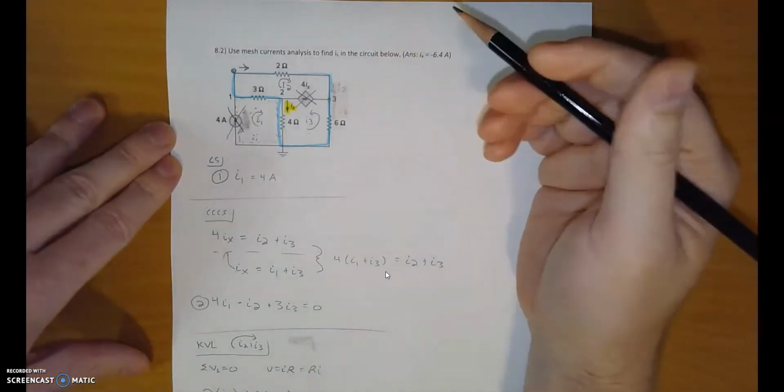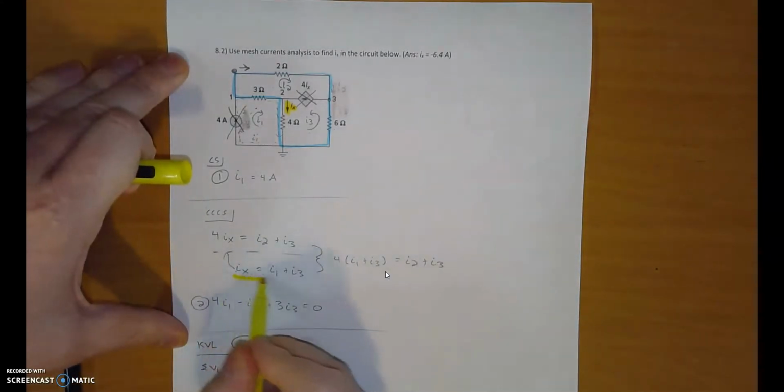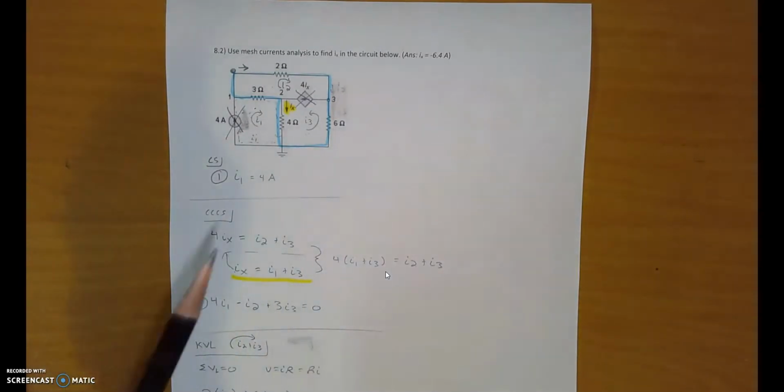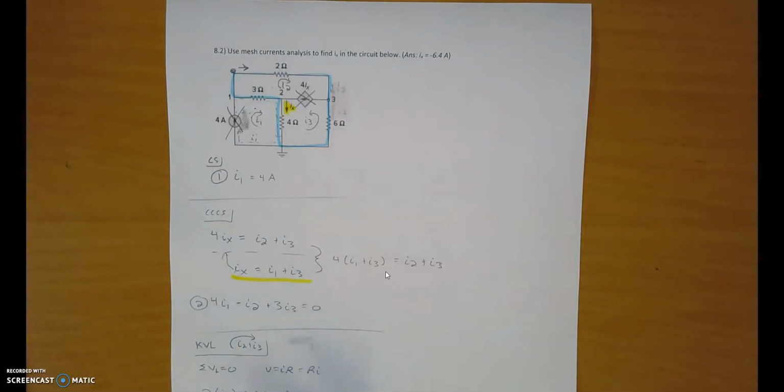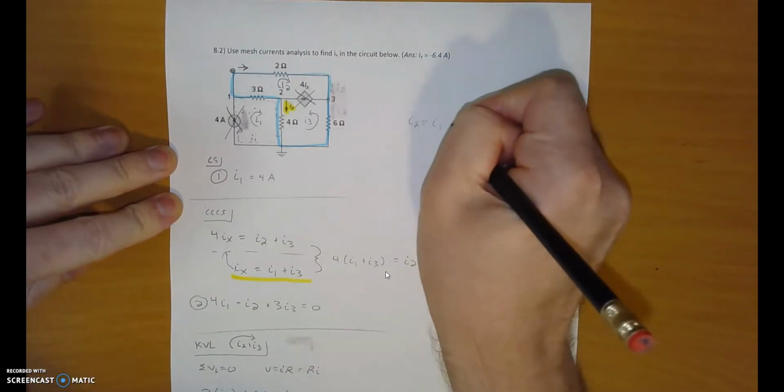Okay, so we're not done. It asks us to find IX. We know that IX is right there. It's I1 plus I3. So again, we've solved the circuit. Now we're just using what we've solved to find some other value. In this case, we're going to find IX. So IX is I1 plus I3.